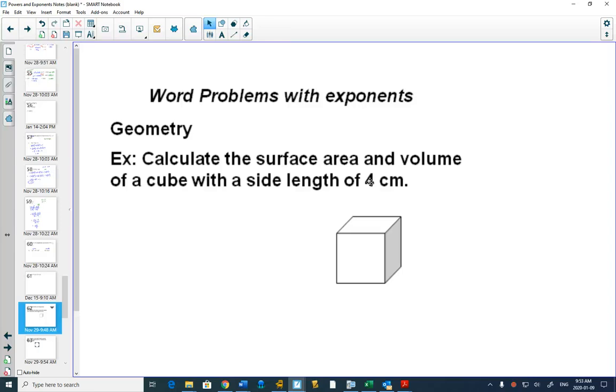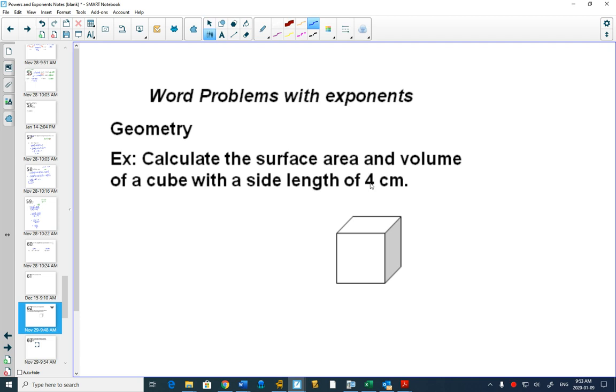Today we're going to look at some word problems with exponents. And sometimes these topics go back to topics that we've done in the past. So surface area and volume. It tells us that the side lengths of this cube are 4 centimeters.